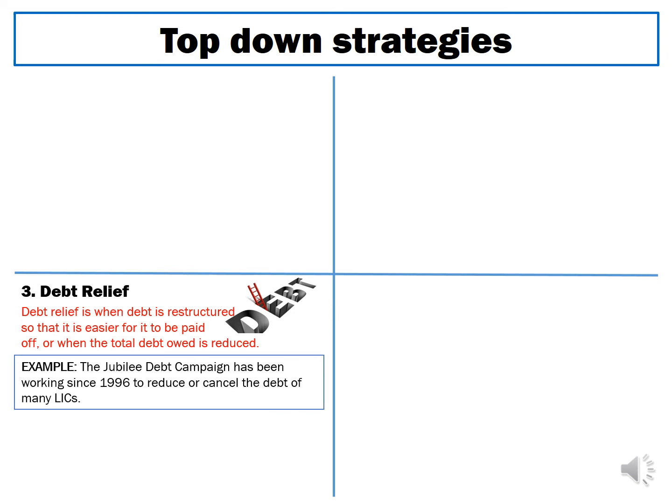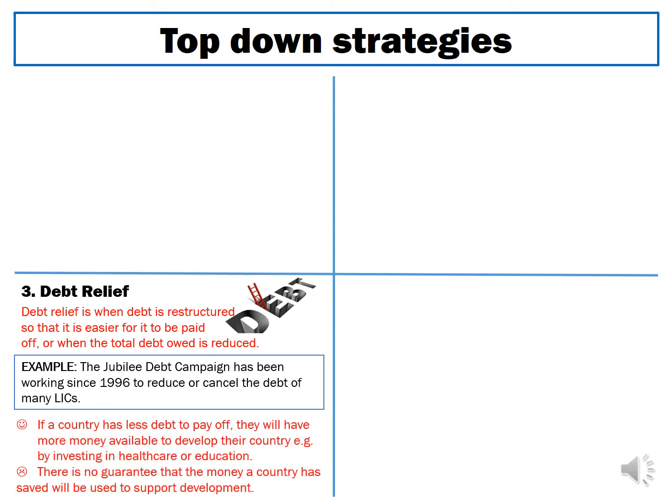An example of this is the Jubilee Debt Campaign, and they've been working since 1996 to reduce or cancel the debt of lots of LIC countries around the world. A good thing about debt relief is that if a country has less debt to pay off, there will be more money available for them to develop their country. So, for example, to invest in healthcare or in education. However, a problem with this strategy is that there is no guarantee that money a country has saved will be used to support development.